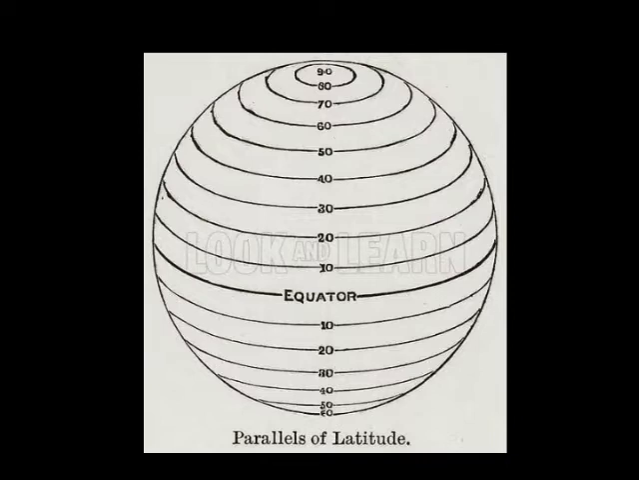Besides the equator, there are other lines also which are also known as the parallels of latitudes. Now, these are imaginary circles parallel to equator. They have varying centers and these central points lie on the same line.